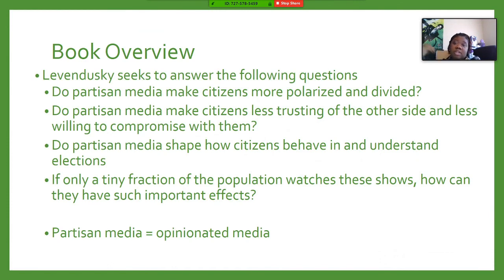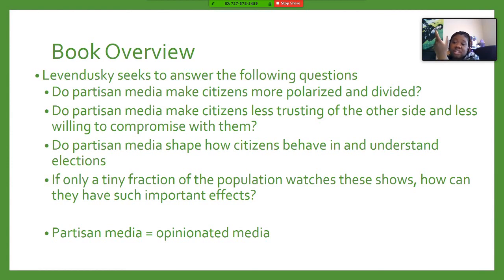And so, of course, more about what Levendusky did in the book. I hope y'all have been reading, because, of course, you know, that midterm's coming up. He sought to answer the following questions. Does partisan media make citizens more polarized and divided? Does partisan media make citizens less trusting of the other side and less willing to compromise with them? Does partisan media shape how citizens behave in and understand elections? And then finally, if only a tiny fraction of the population watches these shows, how can they have such important effects?